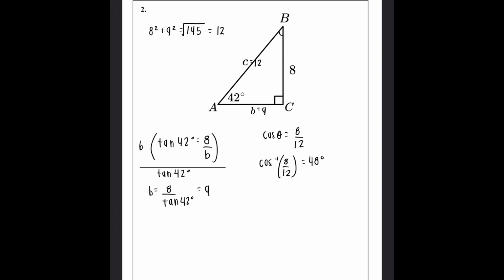We can check if this is correct by adding angle A, angle B, and angle C, and that should equal 180. So 42 degrees plus 48 degrees plus 90 degrees is 180 degrees. So we are correct. So angle B would equal 48 degrees.